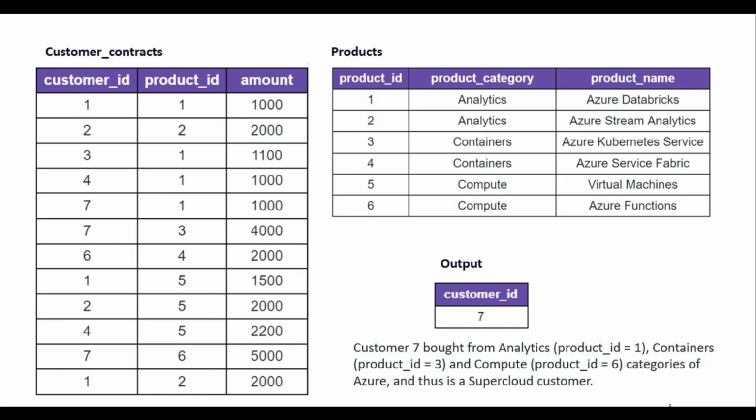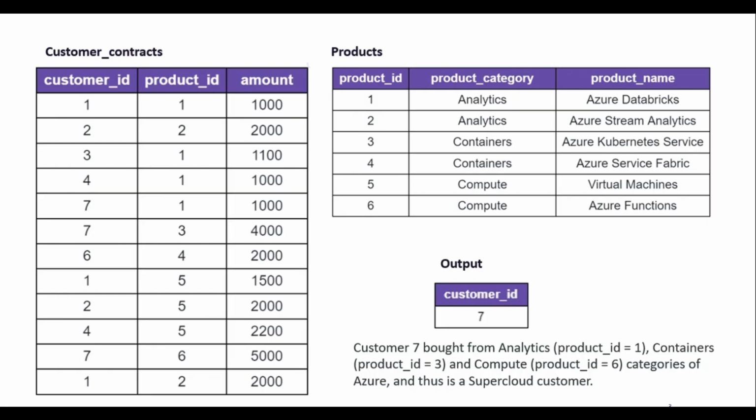In order to count the distinct categories per customer, we will group the data by customer ID, and then count the product category values for each customer. At last, we will compare the count of distinct categories per customer that we just calculated with the total number of categories. If the count comes out to be equal, then those customer IDs will be there in our output.